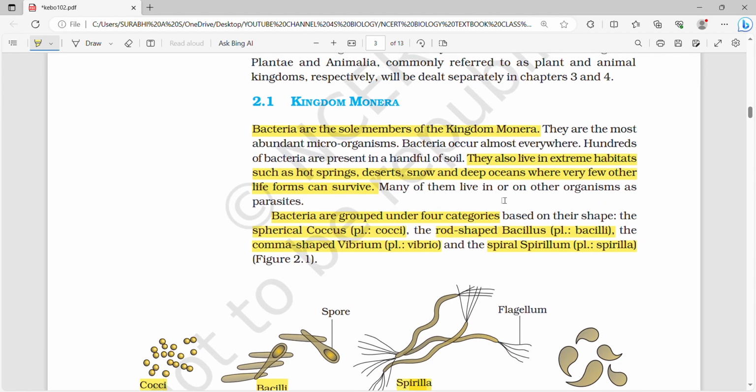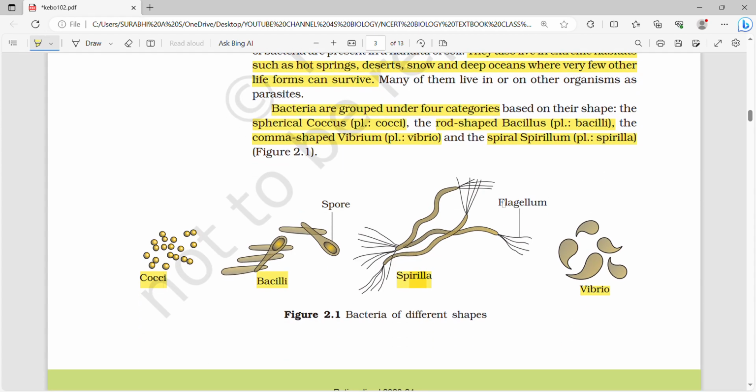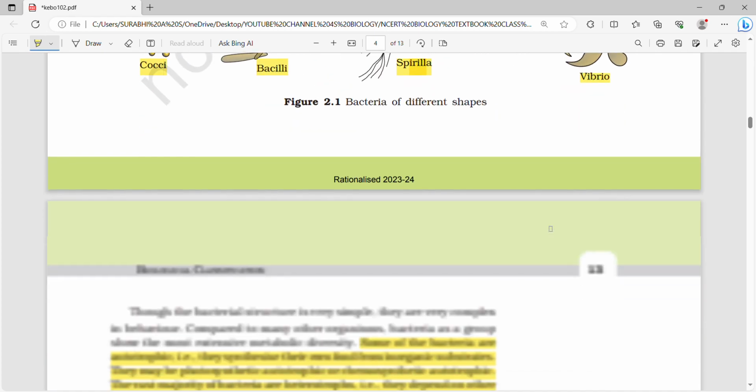Later we'll go through each kingdom. So the first one is kingdom Monera. Here the bacteria are the sole members of kingdom Monera. They can live in extreme habitats and also in deserts, snow, all those places. Bacteria are categorized into four categories: spherical is coccus, rod shape is bacillus, comma is vibrio, and spiral is spirillum. You can just see the shapes here and you can match them.